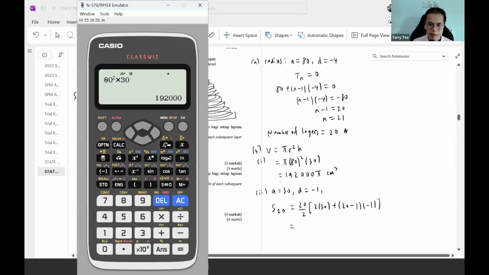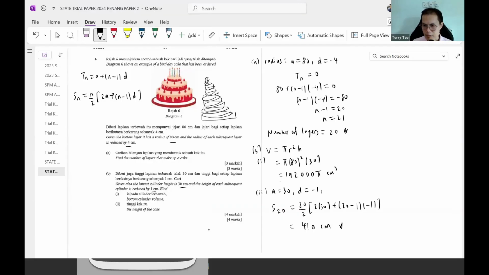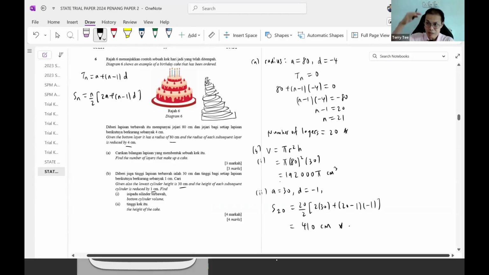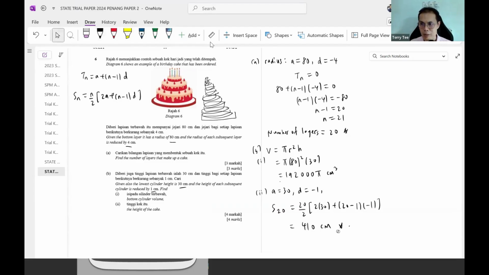Just use your calculator. 20 divided by 2, I can just write 10. 2 times 30 is 60. This is 19. The answer is 410 cm. So there you go, that's the height of the cake, 410 cm. That's quite crazy, right? 4 meters.